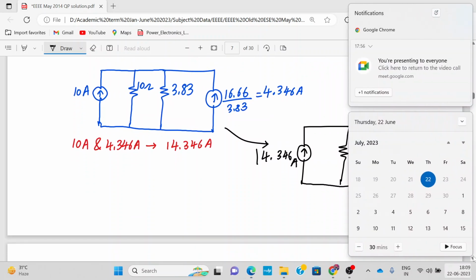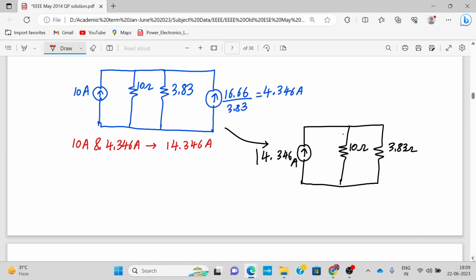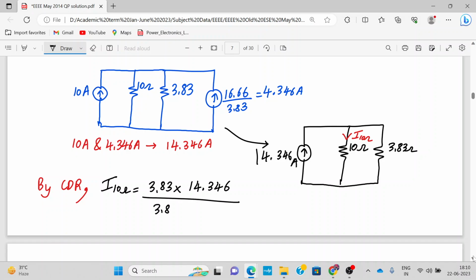Now you can tell me how to find the current. By the current division rule. What does the current division rule say? If you want to find the value of current through that branch of resistance, you have to write the other branch resistance, that is 3.83, into the current source value 14.346, divided by the total resistance 3.83 plus 10. I hope it is clear to you. And this will come out to be 3.975 amperes. Please cross check the answer.